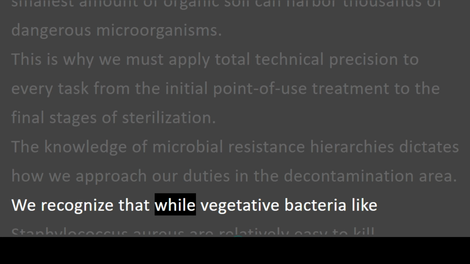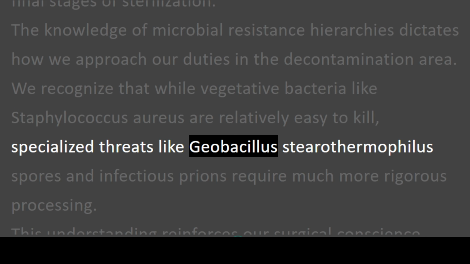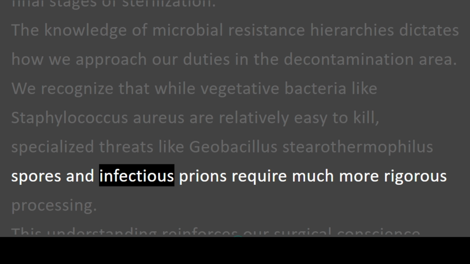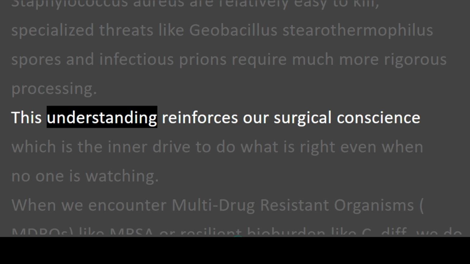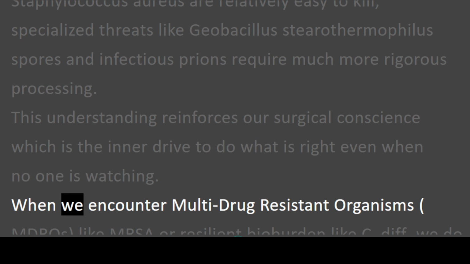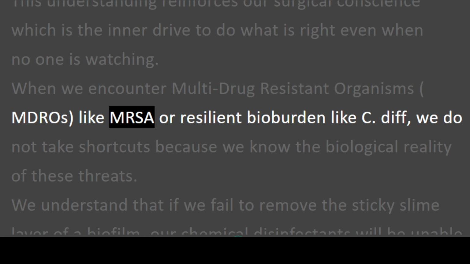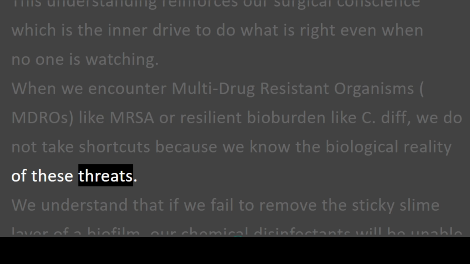We recognize that while vegetative bacteria like Staphylococcus aureus are relatively easy to kill, specialized threats like Geobacillus stearothermophilus spores and infectious prions require much more rigorous processing. This understanding reinforces our surgical conscience, which is the inner drive to do what is right even when no one is watching. When we encounter multidrug-resistant organisms, MDROs, like MRSA, or resilient bioburden like C. diff, we do not take shortcuts because we know the biological reality of these threats.